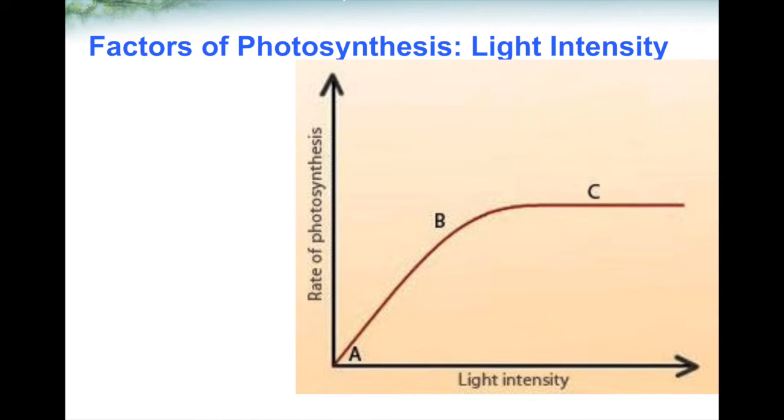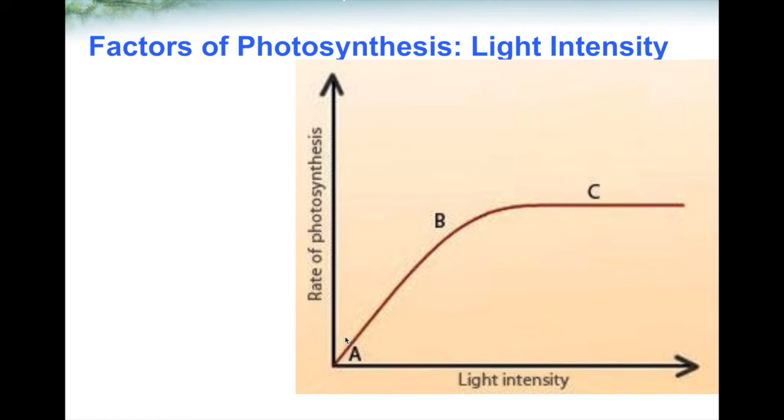There are 3 things that can affect how fast a producer can make its own food. Here we have a graph that has light intensity on the x-axis. So as we move to the right, that means more and more light is given to the plant. On the y-axis, it's the rate of photosynthesis. So as we move up the y-axis, the producer is making food faster.